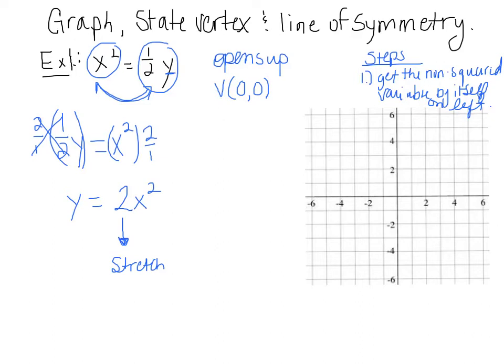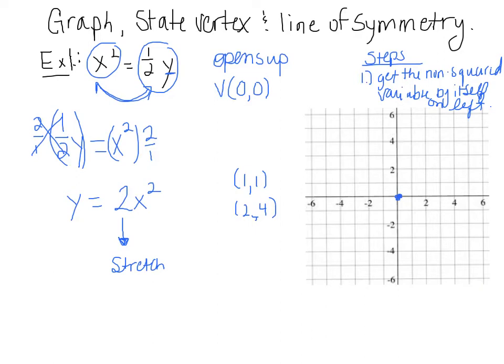So in order to graph this, the first thing that you're going to do is graph the vertex. The vertex is at (0, 0). Now you already know that it opens up, so you can have a general idea of what this looks like. But in order to graph it exactly, we're going to take 2 points on the right side of our parent function. So our parent function points were at (1, 1) and (2, 4).